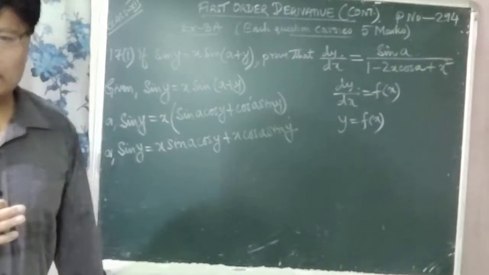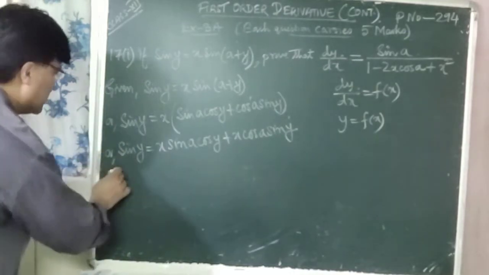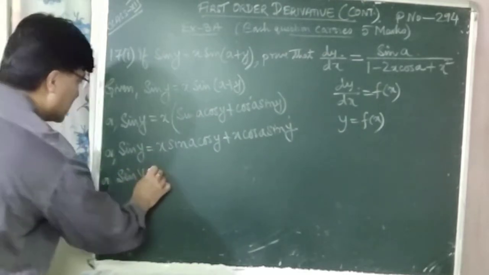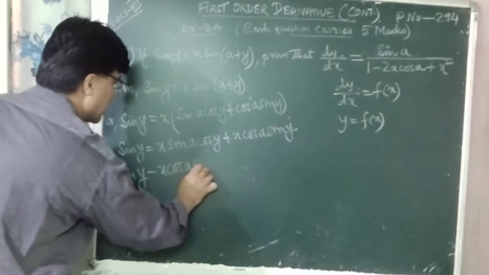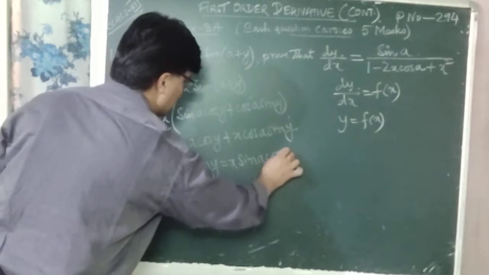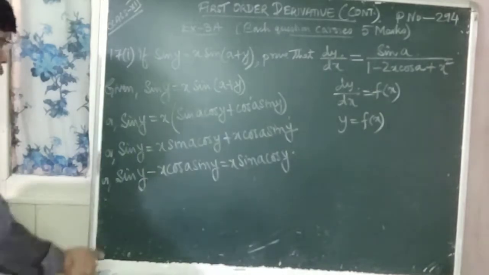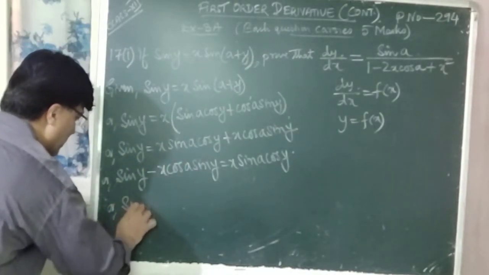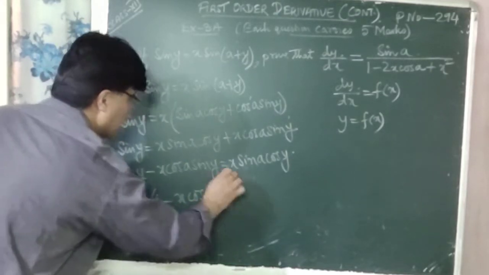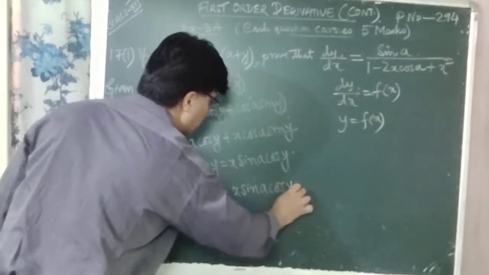Now keep the terms containing sine y on the left hand side and cos y on the right hand side. Okay, we are simplifying it. Or sine y, then x cos a sine y, take it to the left hand side, minus x cos a sine y, which is equal to x sine a cos y. So what's common out here? Sine y is taken common. So within the bracket, what do we get? 1 minus x cos a is equal to, on the right hand side, x sine a cos y.